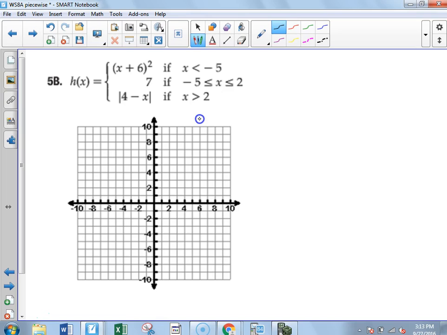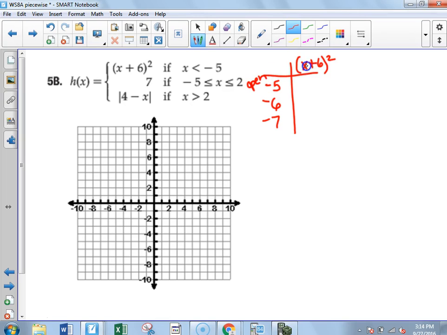All right, let's try this one. Then I want to get to the matching activity. All right, what is the first piece? X plus 6 squared is a what? It's a quadratic, it's a parabola. I want to put in values starting with -5 and going less than that. What's less than that? -6, -7, okay. And do I include the -5? So this should be an open circle.